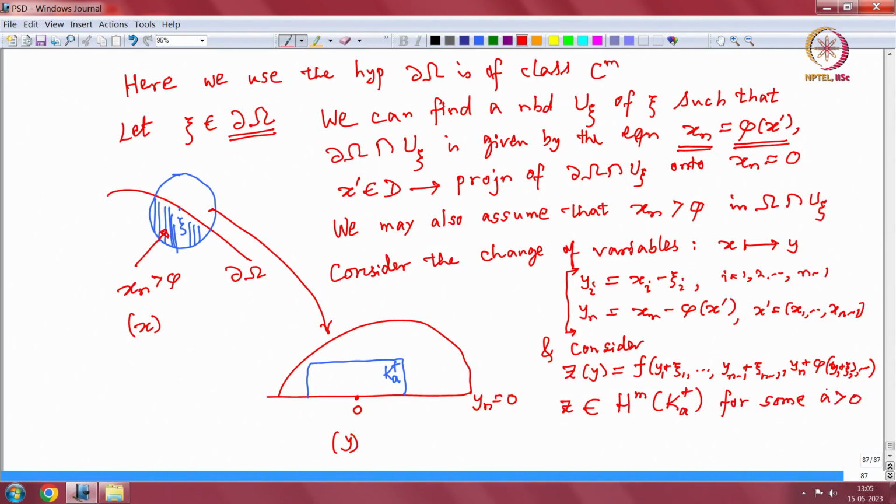So in fact we are considering a smaller domain here, though this mapping will take this omega here. Okay, so since we are assuming xn is bigger than phi, this is yn positive, right. So this portion of omega is sitting here in yn positive. But for such a function we have already obtained an extension into the whole cube. Okay, so let me just write that.